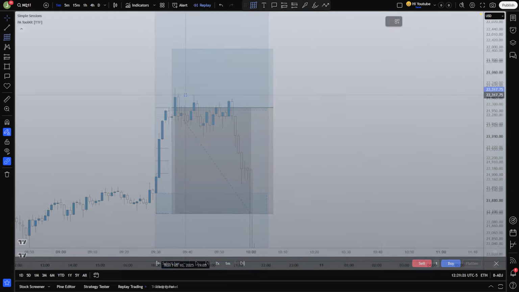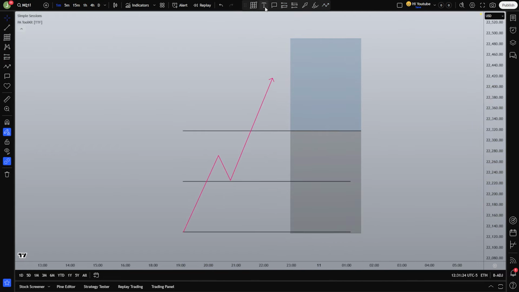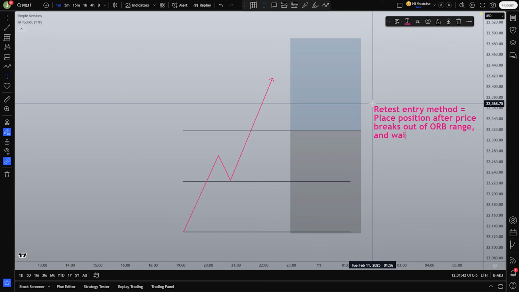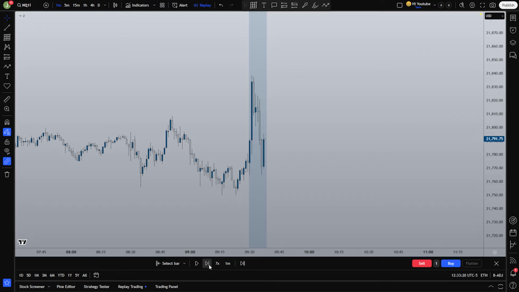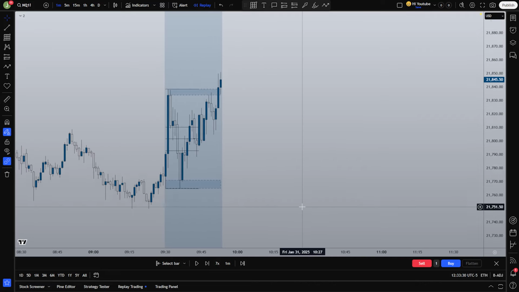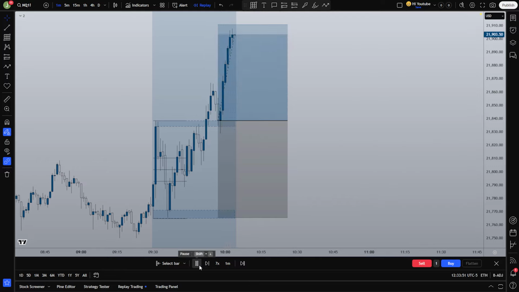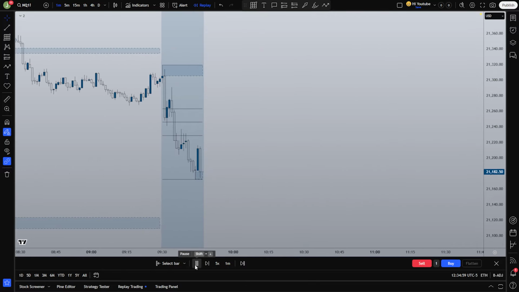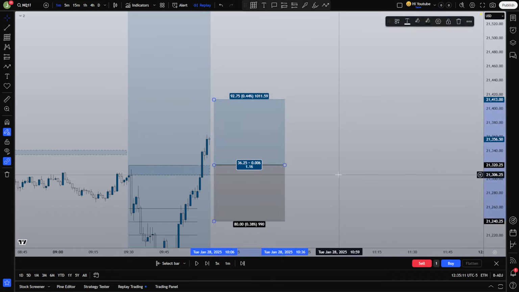use stop orders. The retest entry is a more patient approach that provides additional confirmation. Instead of entering immediately when price breaks the opening range, the trader waits for price to return and test the breakout level before entering. The logic behind this method is simple. If the breakout level holds, it confirms the breakout's validity and potentially provides a lower risk entry. This method is particularly useful in markets that tend to retest breakout levels before continuing in the breakout direction.